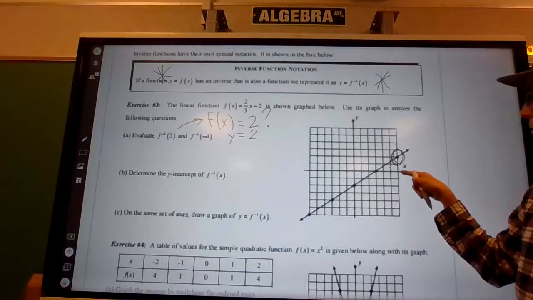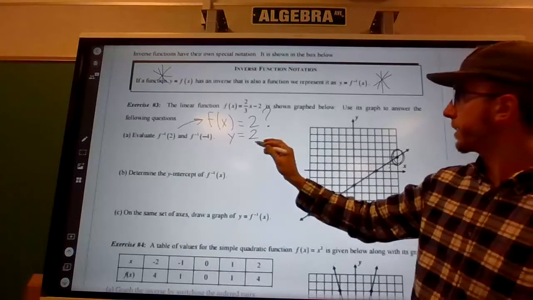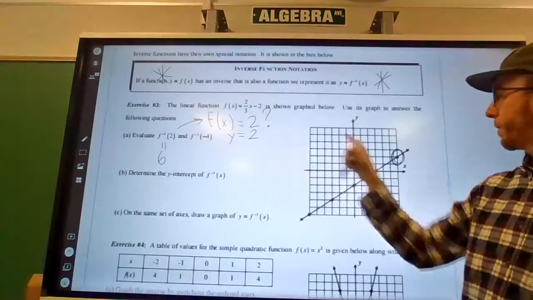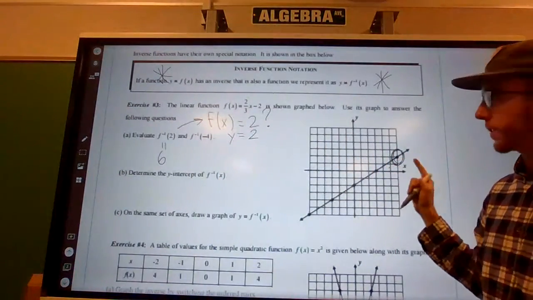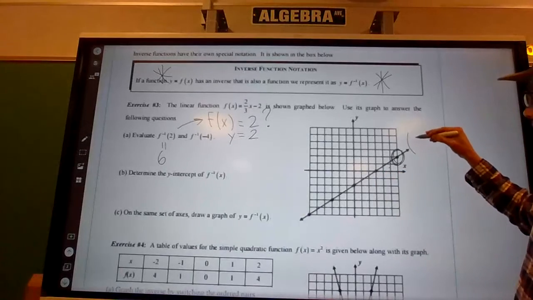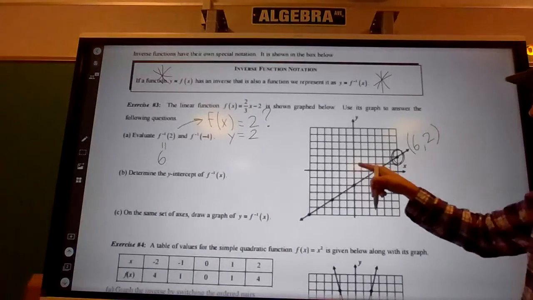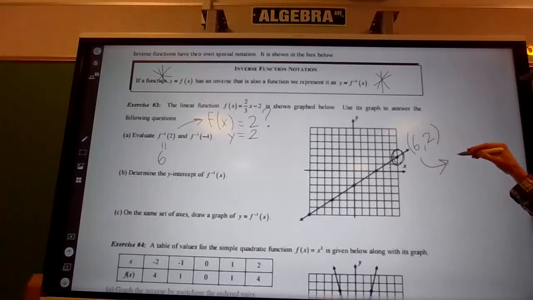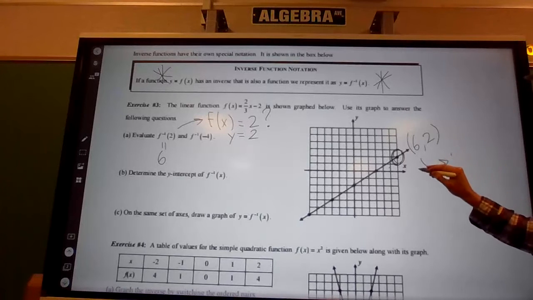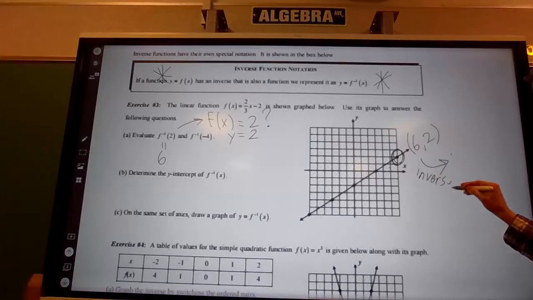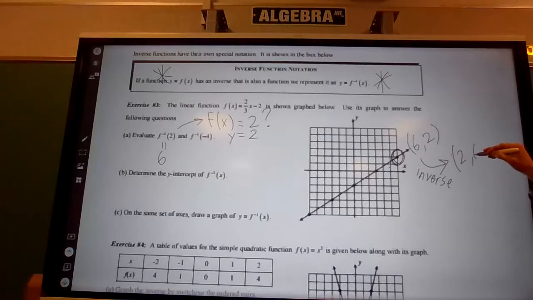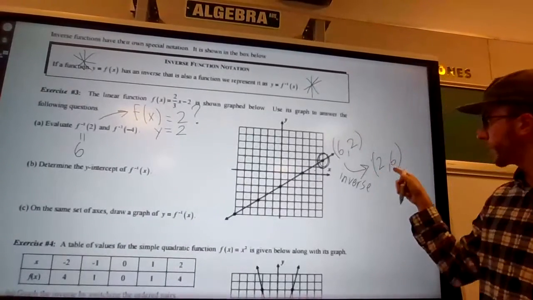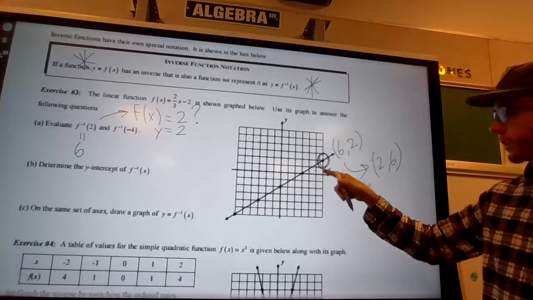The function is equal to 2 there when x is equal to 6. So at this point here, that's the point (6, 2), and this is our original function. So that means our inverse, I'm going to label this arrow inverse, our inverse function then must have the point (2, 6). Can you see that over here? Our inverse must have the point (2, 6) if our original function has the point (6, 2).